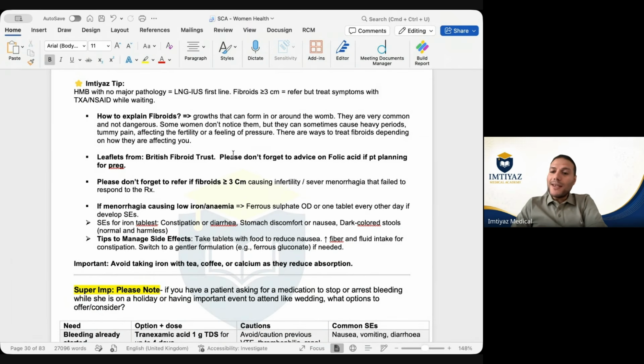Definitely, if your lady is having fertility issues and we found she has a fibroid, you need to refer her to the fertility clinic as well. Okay. If menorrhagia is causing low iron, definitely we need to give iron tablets. Iron tablet side effects include constipation, black stools, stomach pain, discomfort, and so on. If she's taking it, don't take it with tea, coffee or calcium because it can affect the absorption. The best thing is to take the iron tablet with lemon juice, orange juice, or a vitamin C tablet because it can increase the absorption of iron.